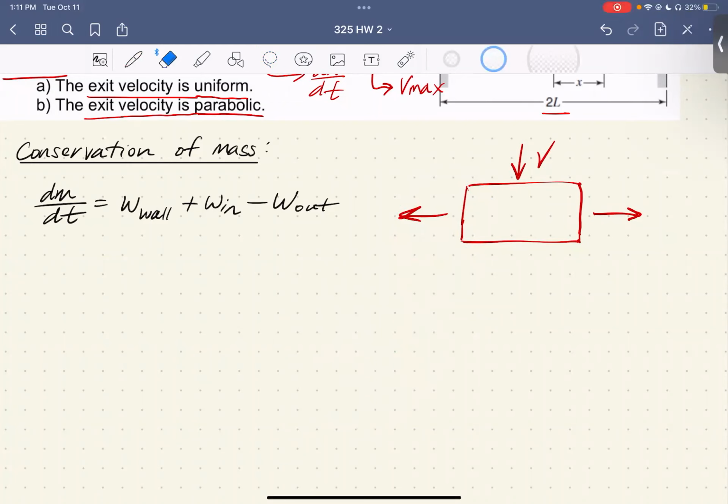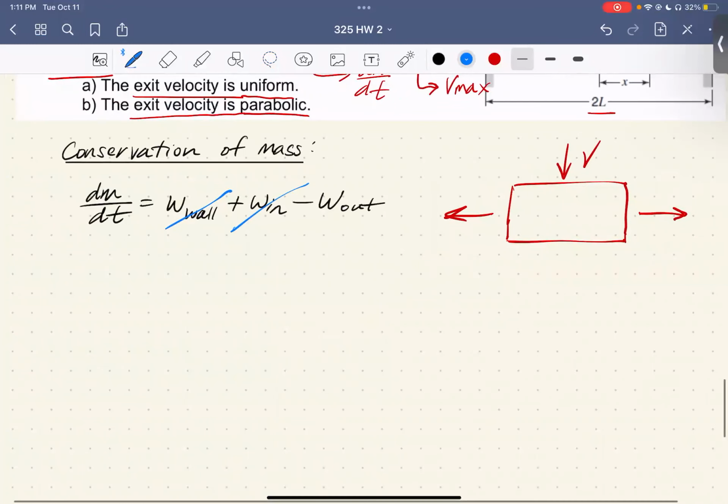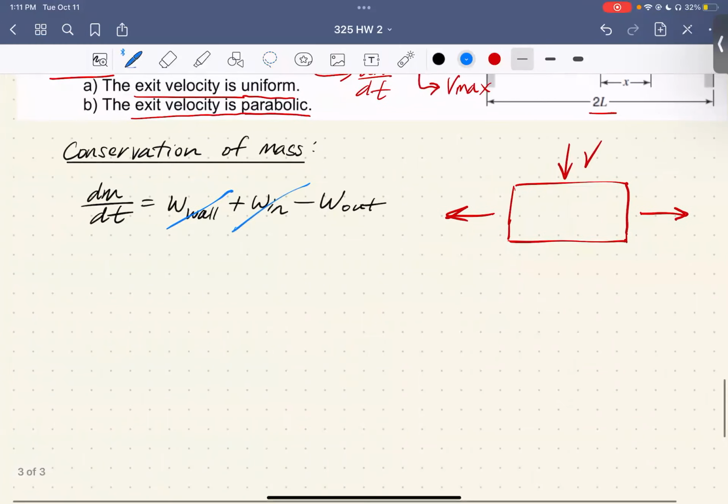That means we don't have any mass leaving from the wall. We also don't have an inlet. So all we have are outlets. And as we talked about in class, we just need to be very careful about those negatives. So I'm going to first leave them without the minus sign, so we can get that negative value at the end. So we have dm/dt equals W out.